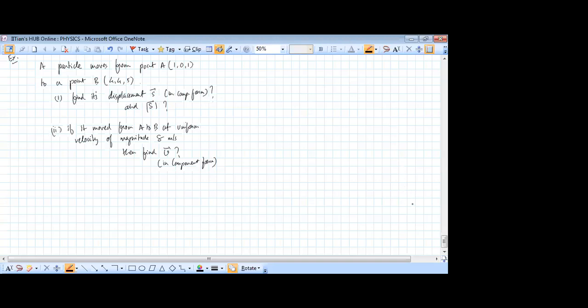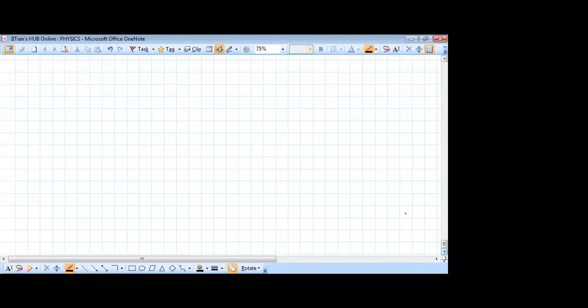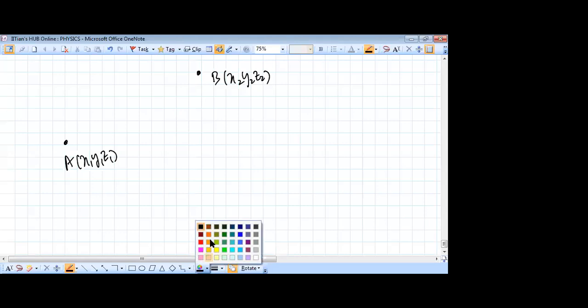Yes, that is correct. Okay. So basically, see what is happening is that if a particle is going from a point A, which has some coordinates x1, y1, z1, let's say, to a point B, which has coordinates x2, y2, z2, so its displacement vector is this vector.